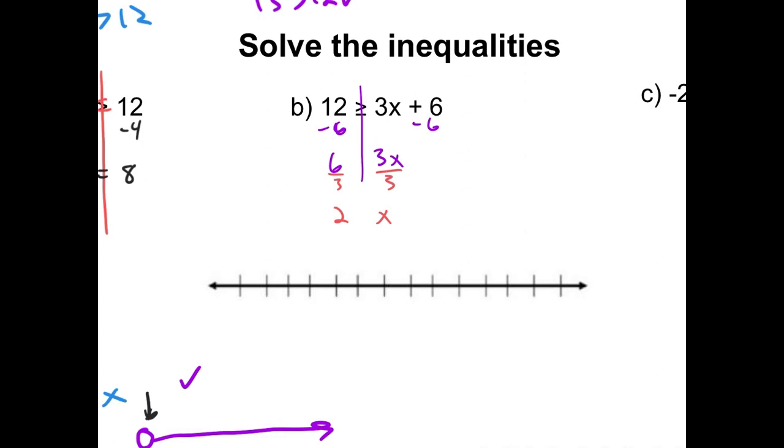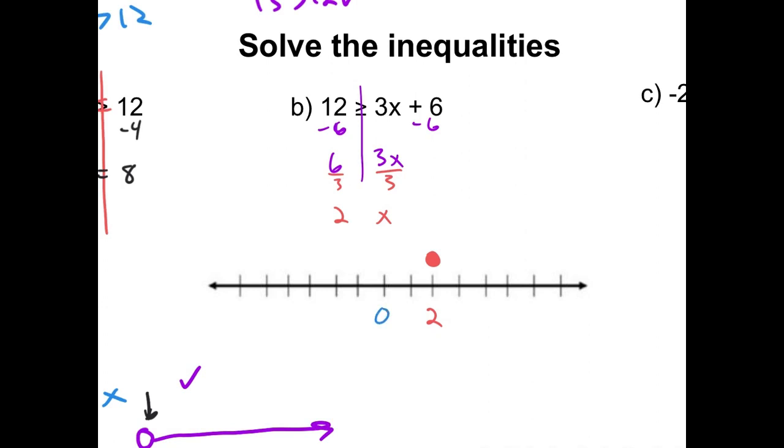Now, it's going to be really tempting to just drop the sign down and say that works, but I'll show you why that doesn't always work on the next one. But let's see where this is going to go. So I'm going to make my boundary point at 2. I know it's a closed circle because my original equation has that line underneath it. And then I am going to just check points. So I'm going to check things on both sides.